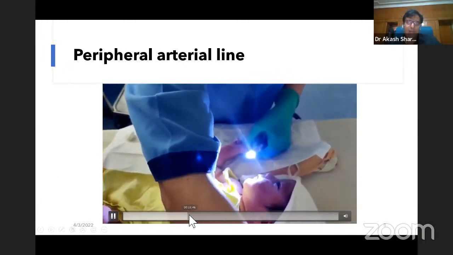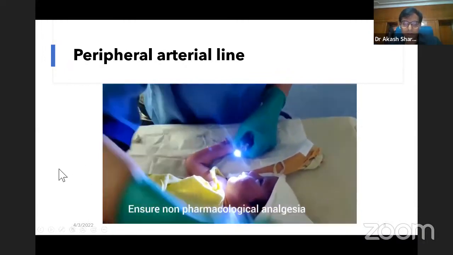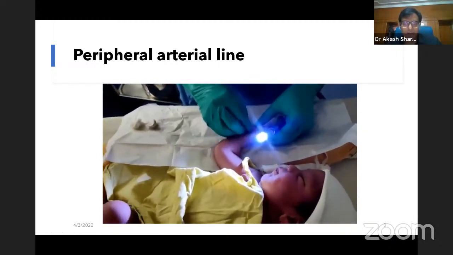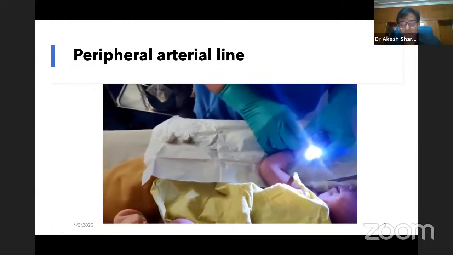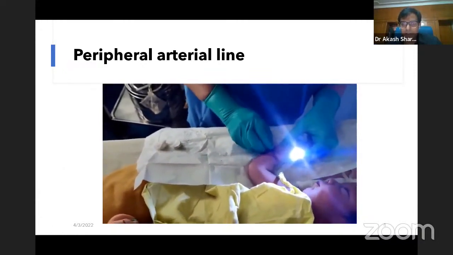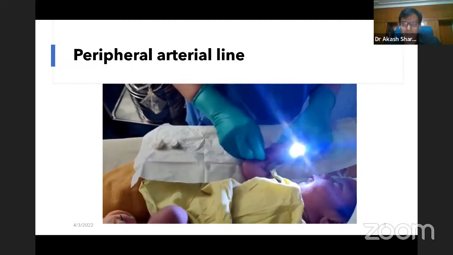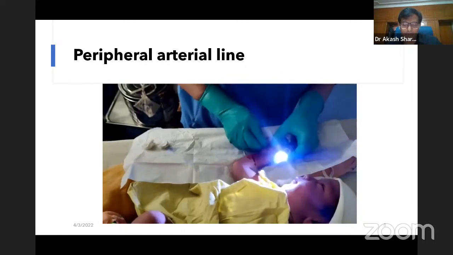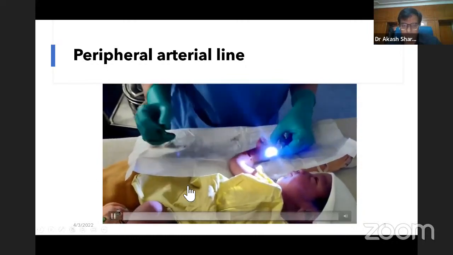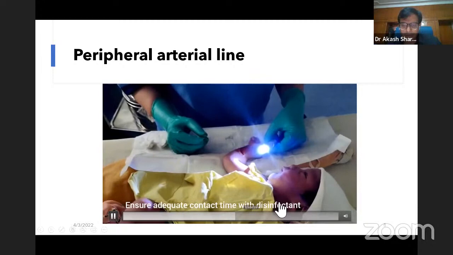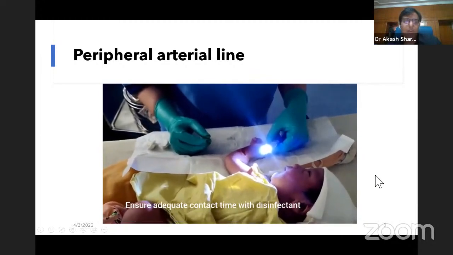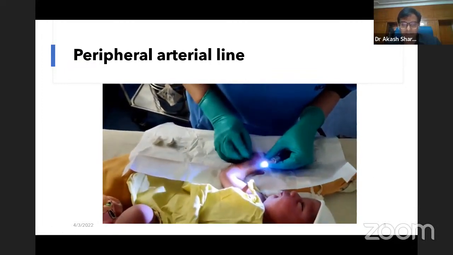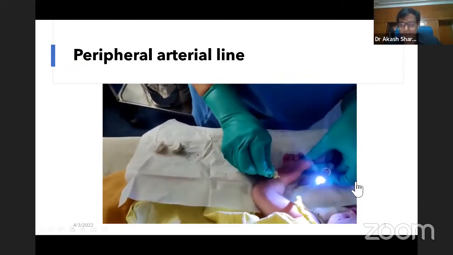So in this video, we'll try to show you how an artery would look under cold light. During the procedure, we do use non-pharmacological measures of analgesia like pacifier or dextrose or EBM. But routine sedation or pharmacological analgesia is not usually required for this procedure. As Dr. Usha ma'am had already said, adequate contact time needs to be provided, and only once the betadine is dried should it be wiped off again.